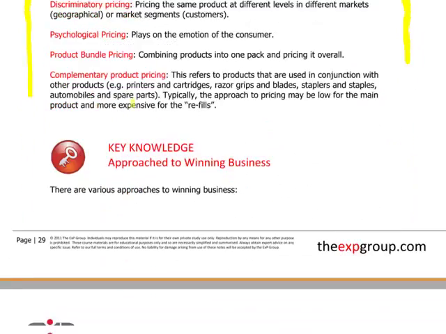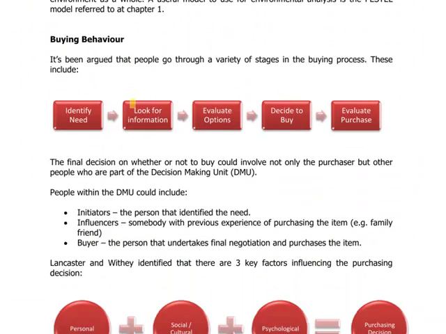Now, if we move down to page 30, let's have a quick look at buying behaviour. It's been argued that people go through a range of stages within the buying process. For example, the first stage, they identify the need. They then look for information, evaluate the options, decide to buy, and then finally they evaluate the purchase.